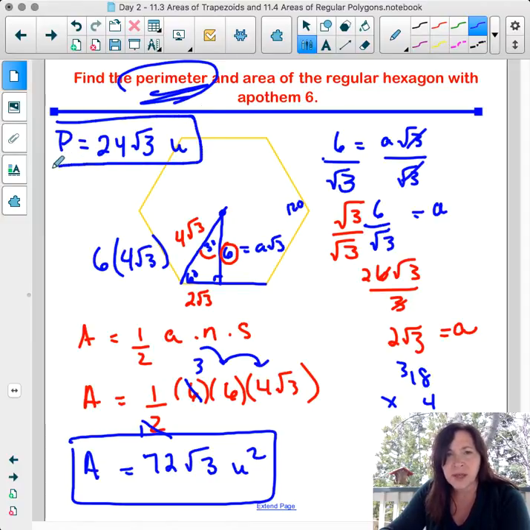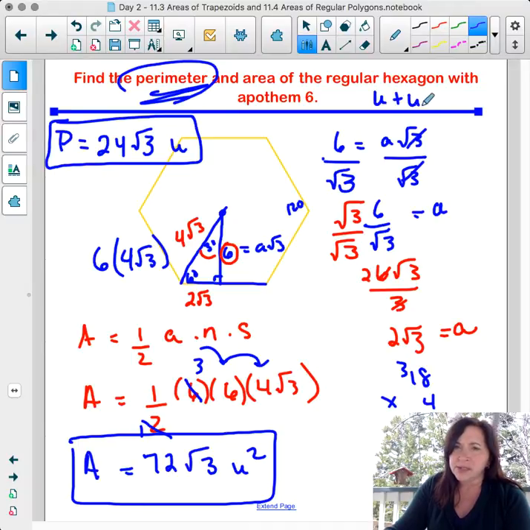So that's units. It's only when you multiply units. So units plus units is still units, but units times units is units squared. So keep that in mind.